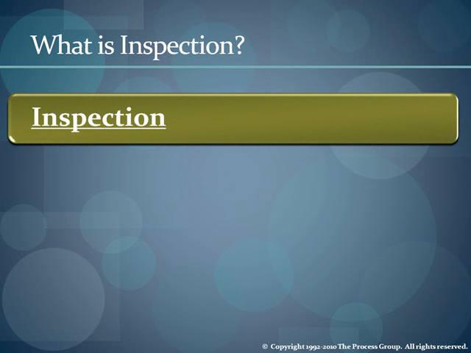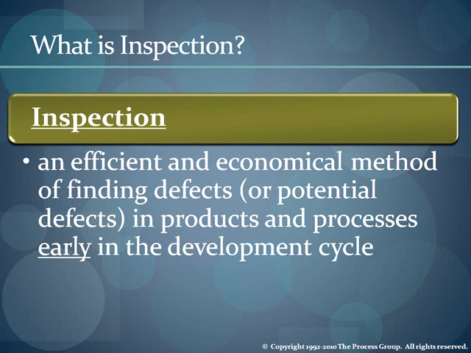So what is inspection? Inspection is an efficient and economical method of finding defects or potential defects in products and processes early in the cycle.